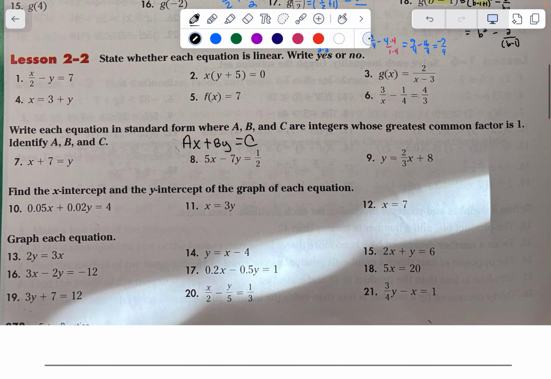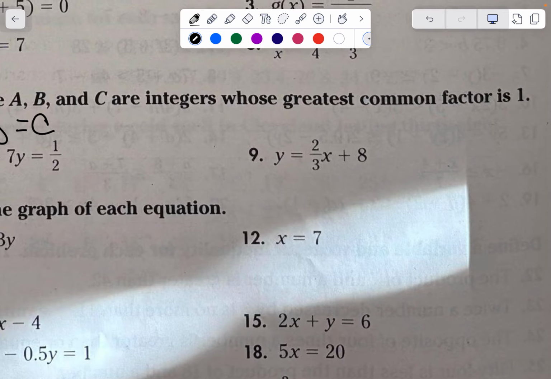So what does that mean? For 7, you need the y over to the left and the 7 over to the right, and then you got it. For 8, you just got to multiply by 2 so that the fraction 1/2 will go away. For 9, we're going to do that one together.